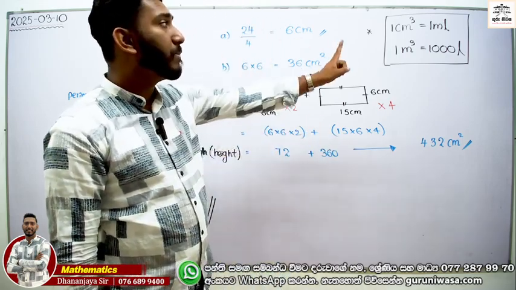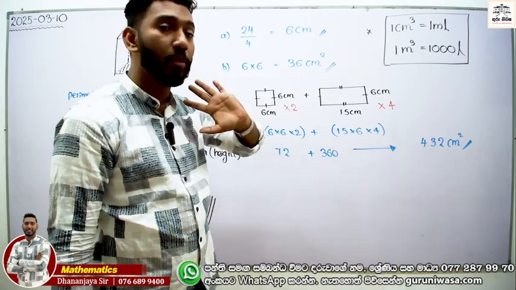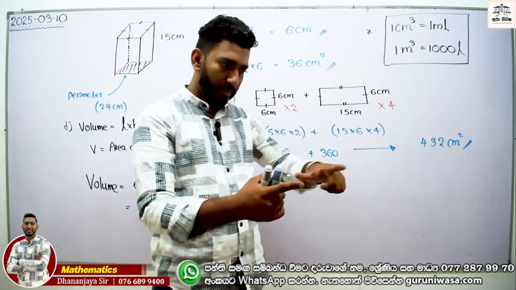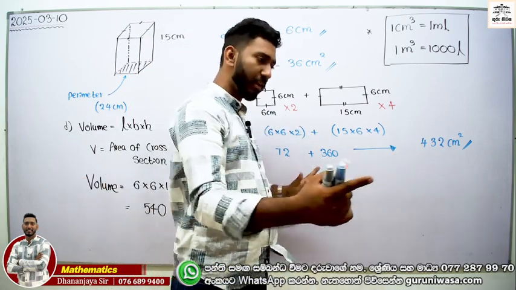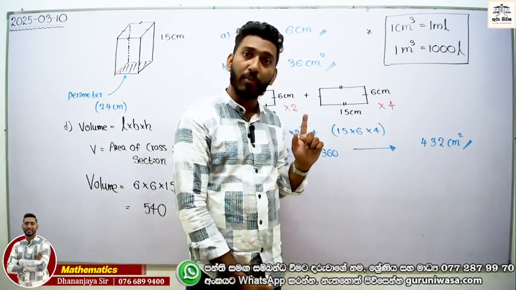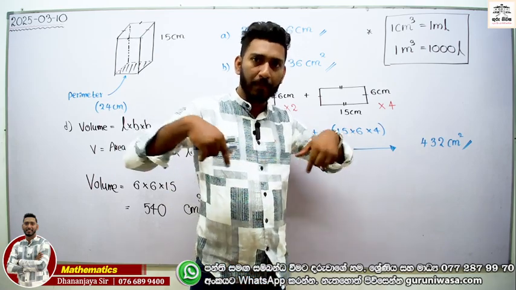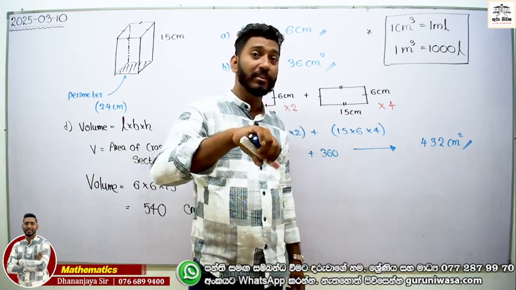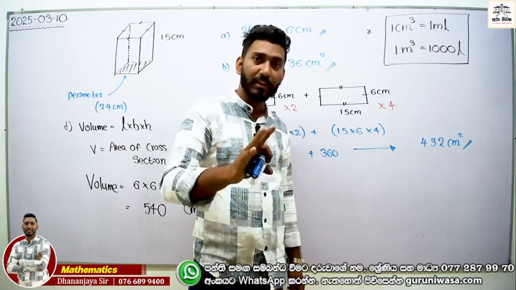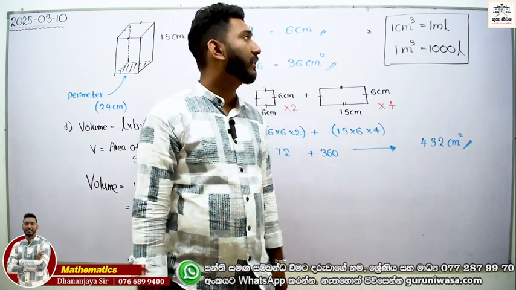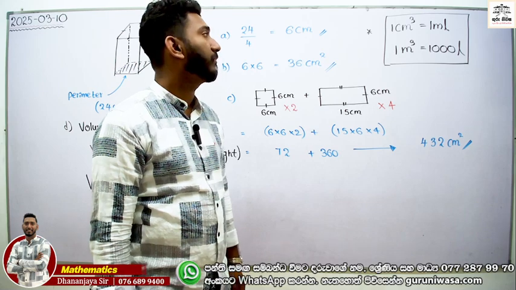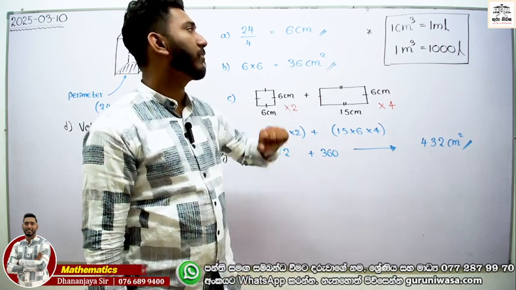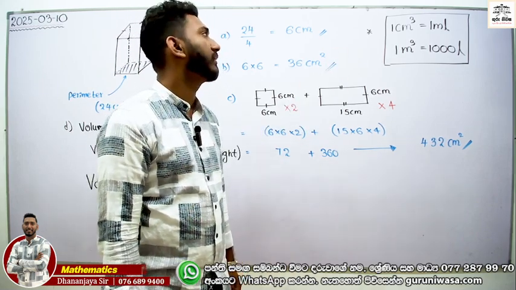But one cubic meter is equal to 1000 liters. Think of a length of 1 meter, breadth of 1 meter, and height of 1 meter. It's like a tank, right? We need 1000 liters to fill that cube shape completely. 1 cubic meter is equal to 1000 liters, right?